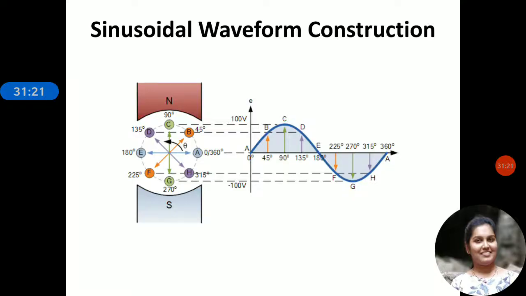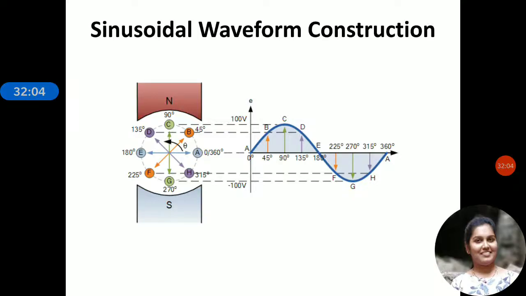And when the coil moves to position B, that is if it changes its position to 45 degrees, the EMF induced will be more when compared with A. So the graph will be moving upwards. When the coil moves from B to C, that is 90 degrees, in the previous slides we have discussed that when the coil is at 90 degrees to the magnetic lines, maximum EMF will be induced. So at position C in the graph, we see that the maximum value will be observed. That is the maximum amplitude of the waveform can be observed at position C of the conductor.